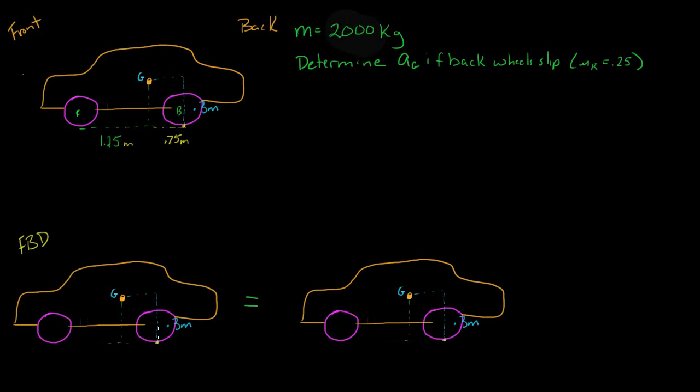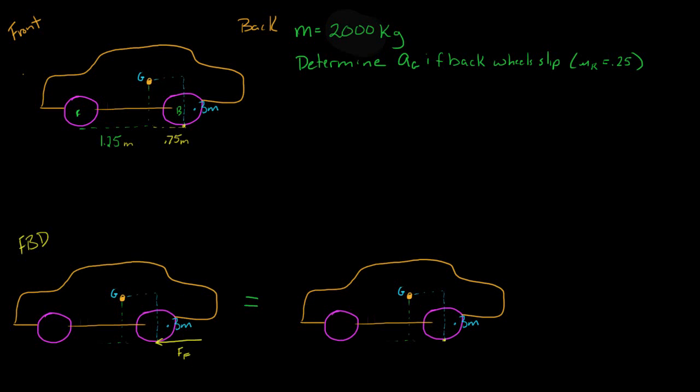We know the back wheel slips, so I have a frictional force. But what direction does this frictional force act? Well, if my car is moving this way, and the wheels are turning like this, the frictional force is going to oppose the movement of the wheel. So my wheels are moving counterclockwise. My frictional force is going to act in this direction. So my frictional force acts to the left.